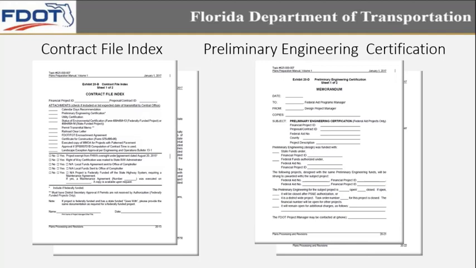The preliminary engineering certification is the certification we spoke about earlier, in which the design team is certifying that it is complete and that the project is ready to be shipped. So those two last levels, you can find these documents in the PPM Volume 1. The contract file index is Exhibit 20B, and the preliminary engineering certification is Exhibit 20D.